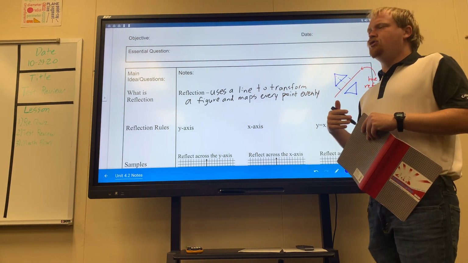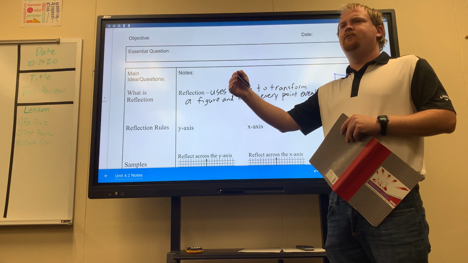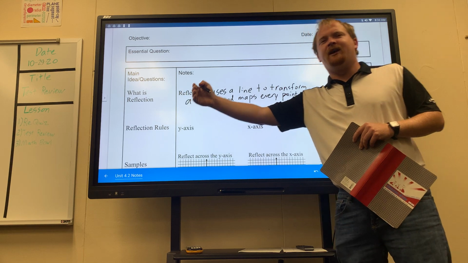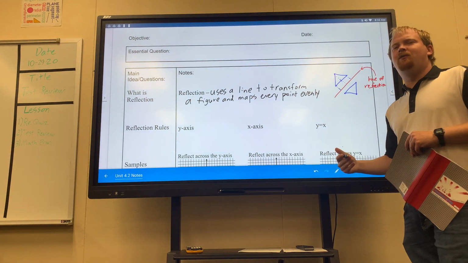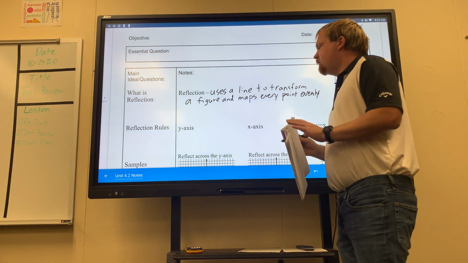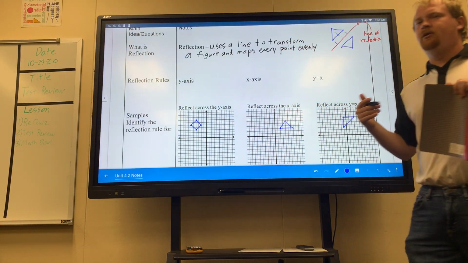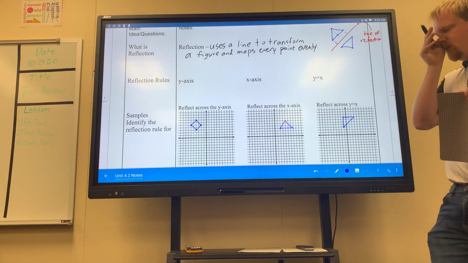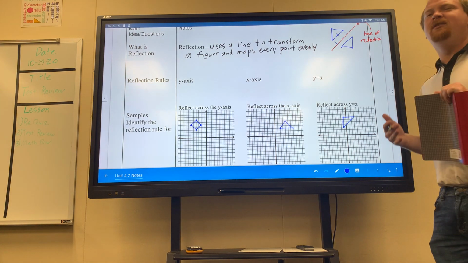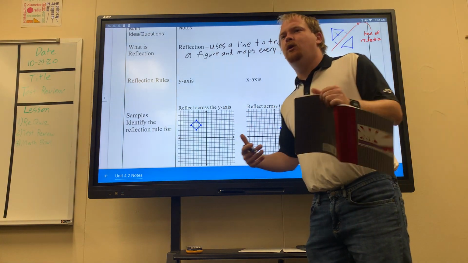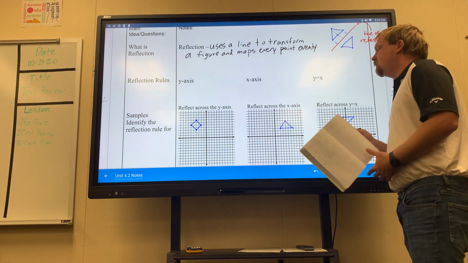So if I'm 2 units away from the line of reflection, then on the other side, it'll be 2 units away from the line of reflection. That's how a reflection is going to work. Okay? Now, there are a couple of transformation rules to remember when it comes to reflection. But these always seem to work. That's the thing about these transformation rules. They always work in this sort of way.